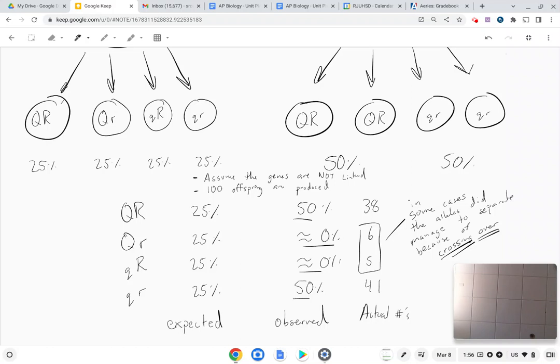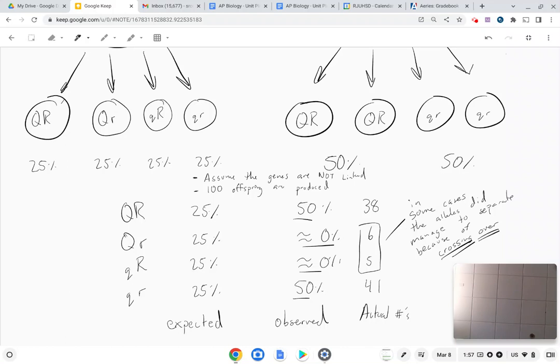Now, how much is that happening here in real life? It doesn't appear to be happening all that often. Maybe there's a little bit of crossing over. There definitely is, right? Because we're seeing a small percentage of those two middle phenotypes, but it's not happening that much. Most of the time, the alleles are glued together and they're just inherited as one package deal.